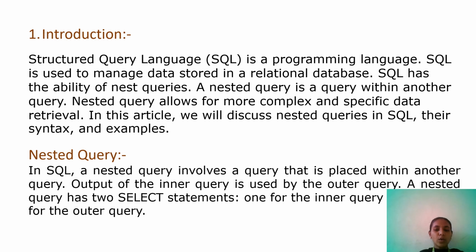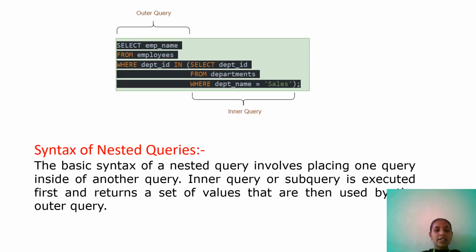First, nested query. What is the meaning of nested queries? In SQL, a nested query involves a query that is placed within another query. The output of the inner query is used by the outer query. A nested query has two select statements, one is the inner statement and the other is the outer query. Next slide. Here, select employee name from employees where department ID in select department ID from departments where department name equals sales. Here is the syntax for the nested query.